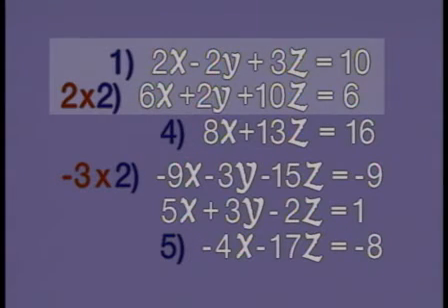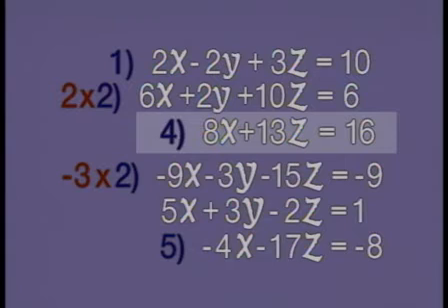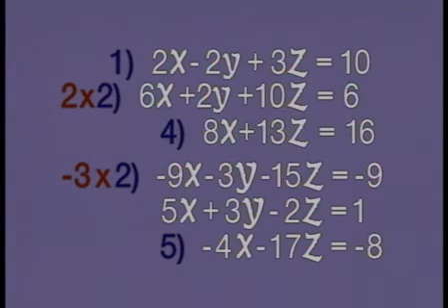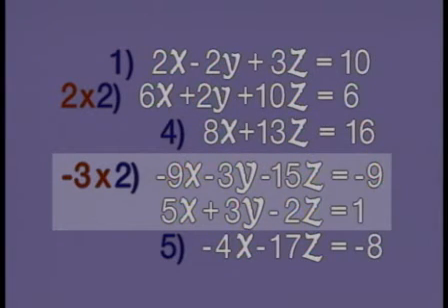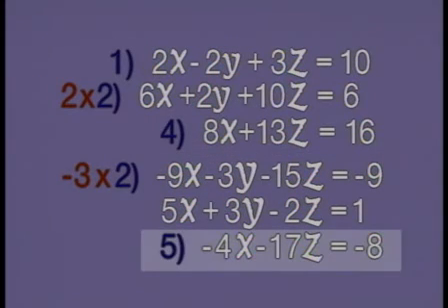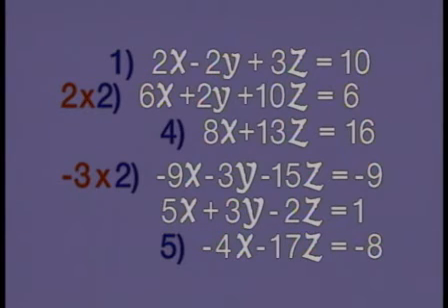And what I've done here is I've taken equation 1 and multiplied equation 2 by 2. And adding those up, I get equation 4, 8x plus 13z equals 16, eliminating the y's. I've then taken equation 2 and multiplied it by negative 3, and added that to equation number 3, and wound up with equation 5, which is negative 4x minus 17z equals negative 8. So we now have two equations, two variables, x and z. And what do we do now? Well, the next visual should show us.